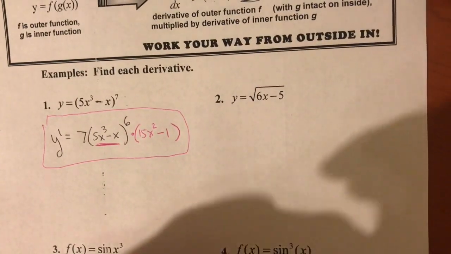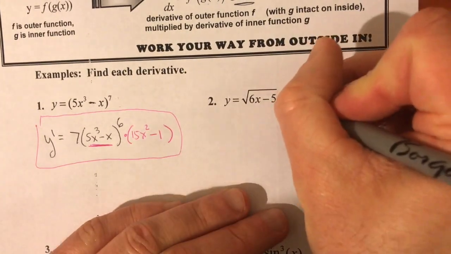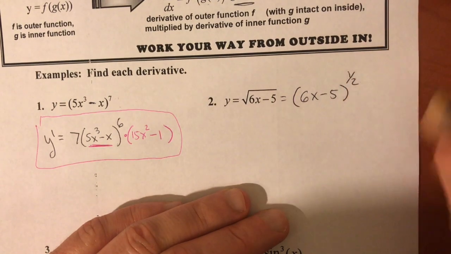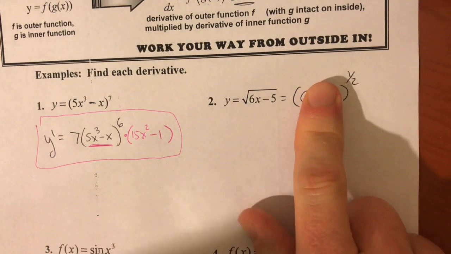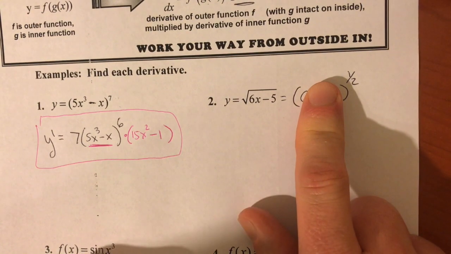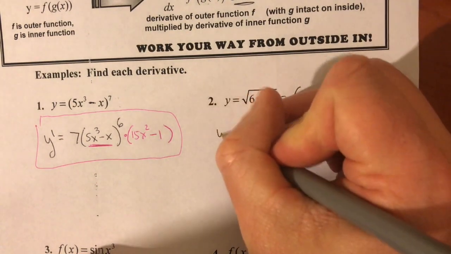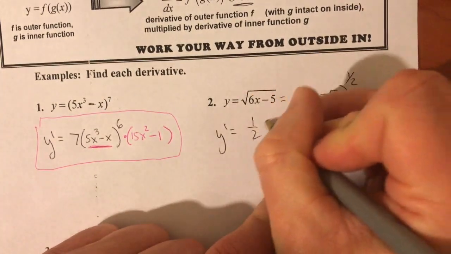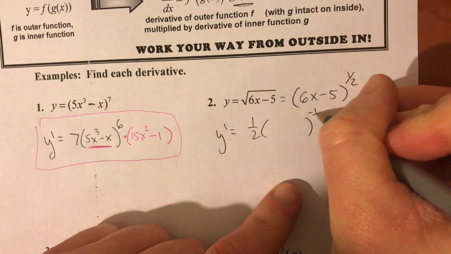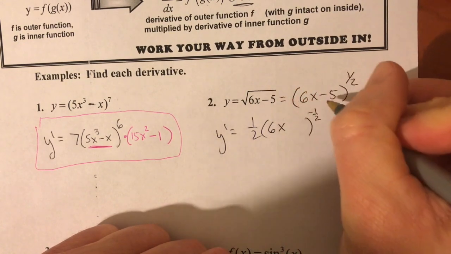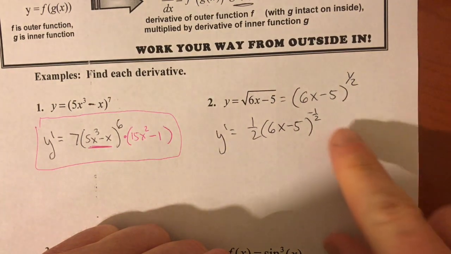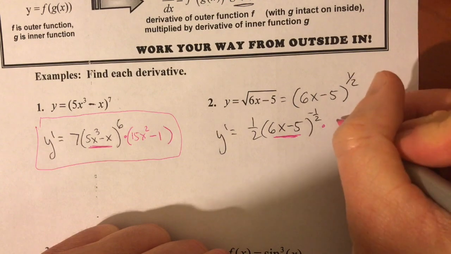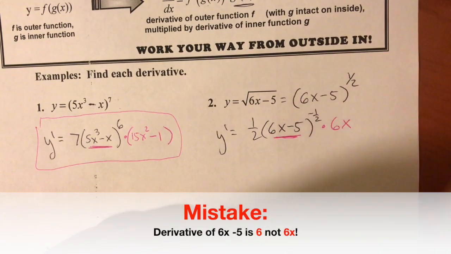Okay, y equals the square root of 6x minus 5. Well, again, picture this as 6x minus 5 to the 1/2. The outermost function is the 1/2 power. I know how to take the derivative of something to the 1/2. Right? The derivative of something to the 1/2 is 1/2 times that something to the negative 1/2. 1/2 of that same something, 6x minus 5, to the negative 1/2. And now we multiply by the derivative of that something. The derivative of 6x minus 5 is 6x.